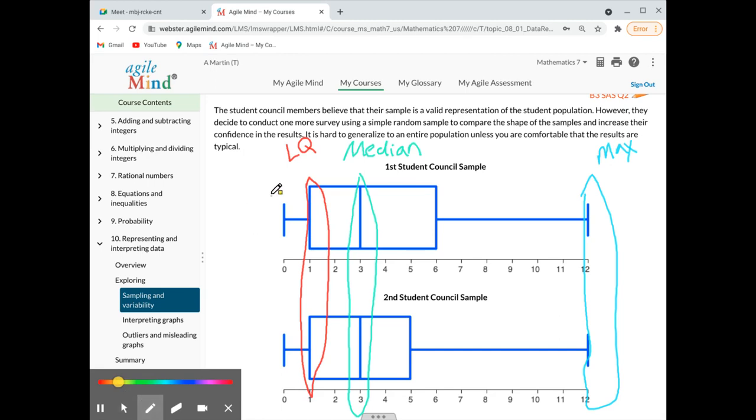The 0 point. Correct, which is the minimum, or the smallest value. These are all the same. There's actually one more thing that's the same. Kind of gets left out a lot.